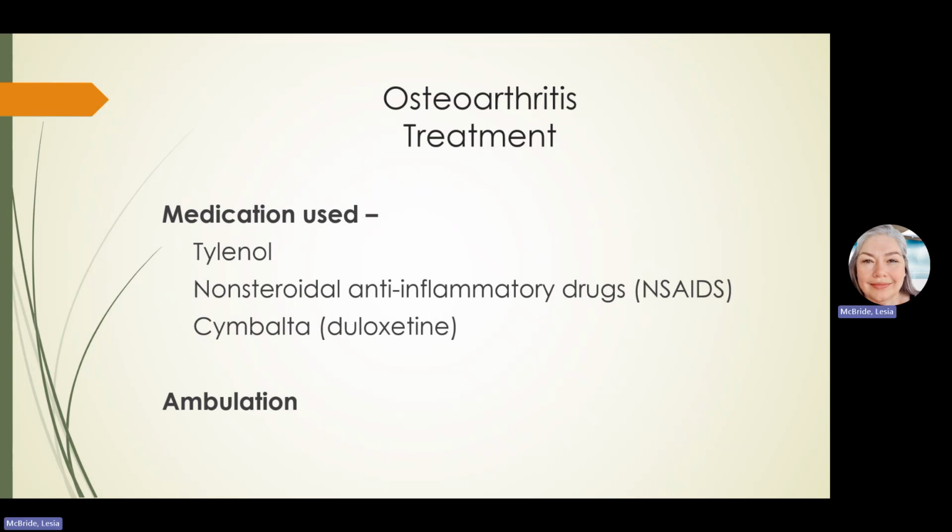Another medication that is sometimes used with osteoarthritis is Cymbalta. It's actually used for suicide and depression, but it can also help with osteoarthritis or pain conditions. It just depends on the person. We need to monitor their sodium level and liver function tests before starting Cymbalta.